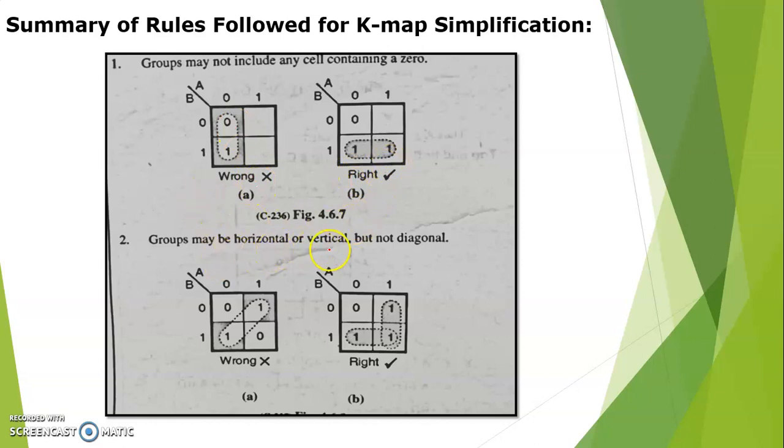Groups may be horizontal or vertical, but not diagonal. Okay. The first rule is that a group cannot contain a 0 together with a 1; it can be 1 1 only. Second, a group may be horizontal or vertical but not diagonal, not like that. This is wrong. It can be horizontal or vertical, not diagonal. You can see this. I will give you some time to see this.